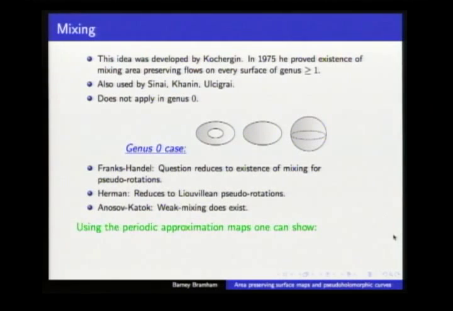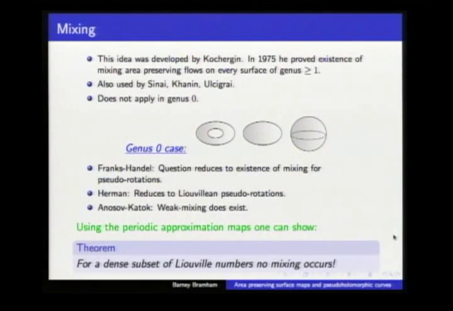Using the approximation maps as well, one thing you can do is show that there's a dense subset of Liouville numbers for which no mixing occurs. This is a different set of Liouville numbers to the ones which make this argument work. This one is a much smaller set. This one is basically the ones where you put exponential in the denominator instead of polynomial, whereas for this, you probably need something like exponential.